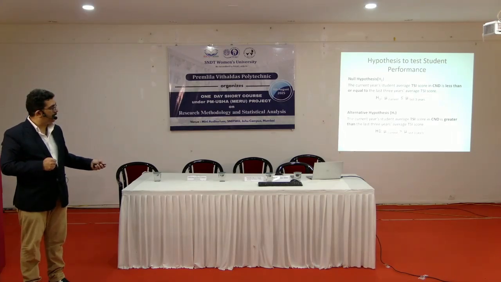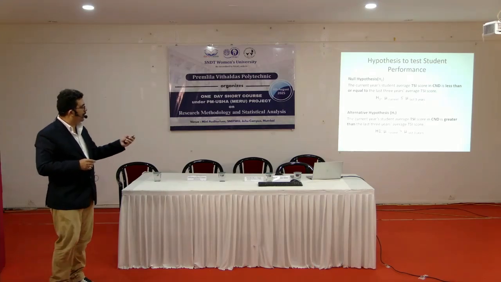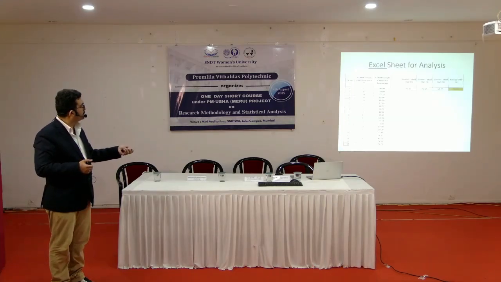That is denoted by H1, for alternate: mu of current, the average of current students, is greater than the average of the last 3 years students or not. Based on this we can formulate the null hypothesis: the current year student average TSI score of CND is less than or equal to the last 3 years average TSI score. So mu of current is less than or equal to mu of last 3 years. This is my hypothesis. For this I will be doing a t-test.